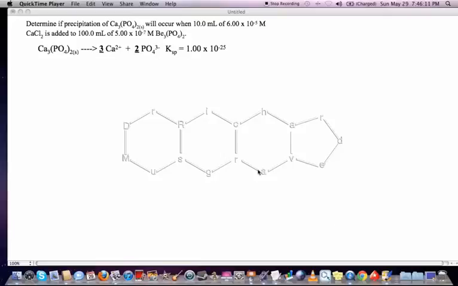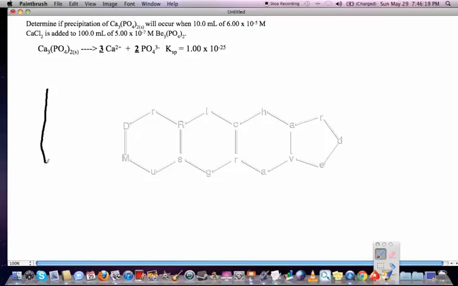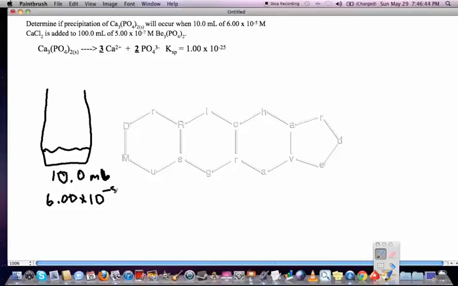This is an example of a precipitation type problem. All right, let's say we've got two solutions, and we've got 10.0 mils, and we're looking at 6.00 times 10 to the negative 5 molar CaCl2.